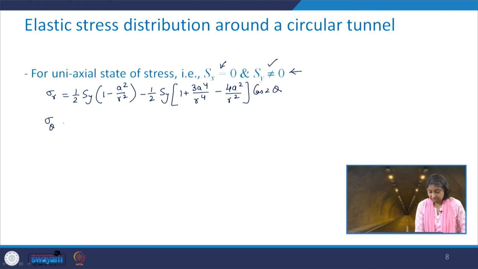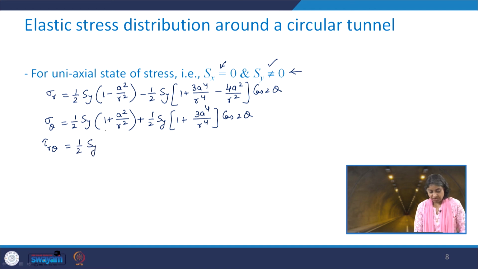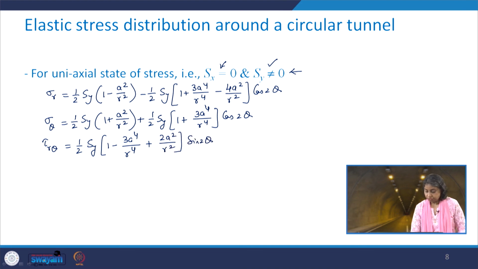Then we have sigma theta as half Sy times 1 plus a square upon r square, plus half Sy times 1 plus 3a to the power 4 by r to the power 4, cos of 2 theta, and tau r theta is going to be equal to half Sy times 1 minus 3a to the power 4 upon r to the power 4 plus 2a square by r square, into sine of 2 theta. So, this equation I call as equation number 14.